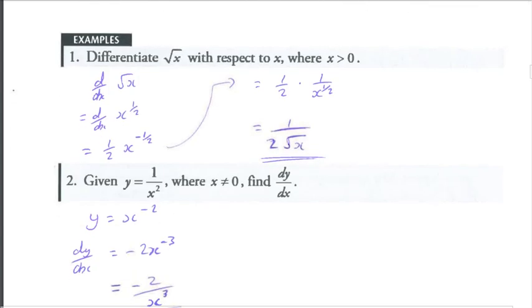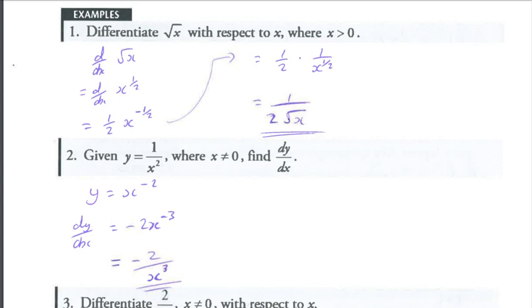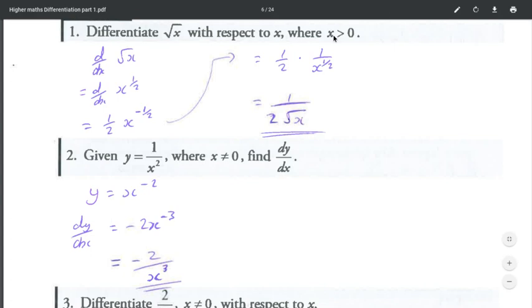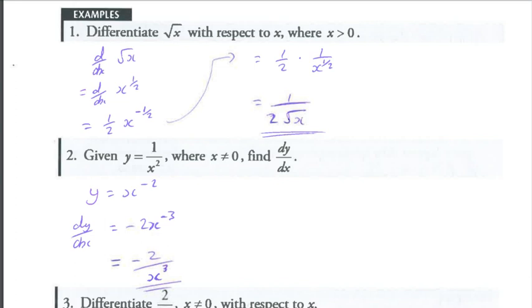So let's have a look at a couple of examples. Differentiate the square root of x with respect to x, where x is greater than 0. Again, why does it say that? It's because we can't square root a negative, so this question will not work with negative values for x. So that is just there to make the question mathematically correct. So notice the notation, d by dx of root x. I'm not told it's f of x equals root x or y equals root x, but I am told to differentiate. So d by dx of root x.